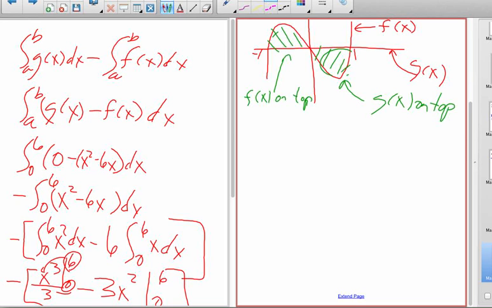So the first thing I want to do then is do this one where I have my f of x on top. So it's going to be the integral from -1 to 0, because this would be a, and then 0 is going to be b. And my f of x is on top, so I'm going to have 3 times x squared minus x, minus 0, dx.